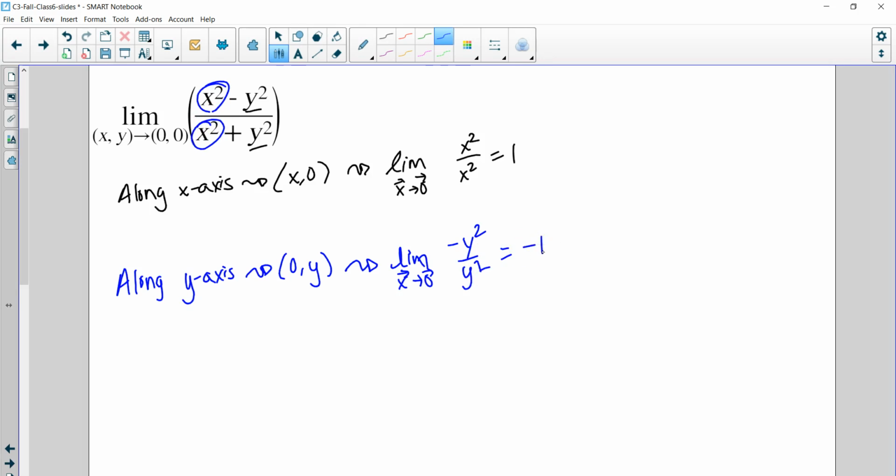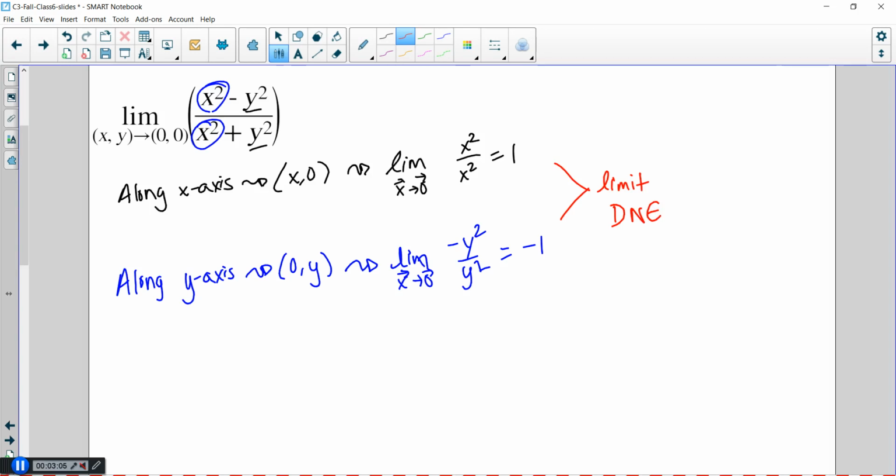Well, consequently, because of what we were saying before, these don't match, right? So then I'm going to say the limit here does not exist.